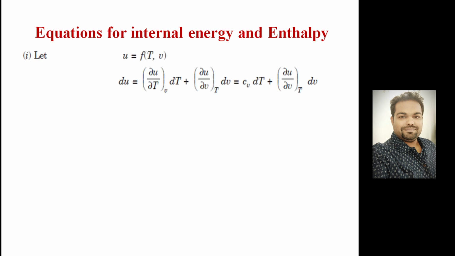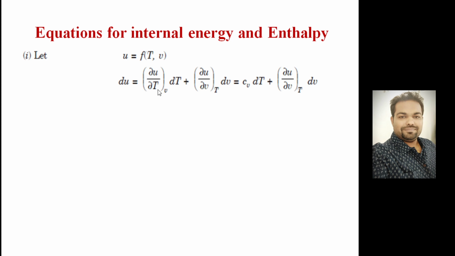Let internal energy for a closed system, we know that it is a function of temperature and volume, because volume is fixed. So U is a function of temperature and specific volume. So change in U can be written as ∂U/∂T at constant volume dT plus ∂U/∂V at constant temperature dV. Now look at this term, right? Basically, what does this term mean?